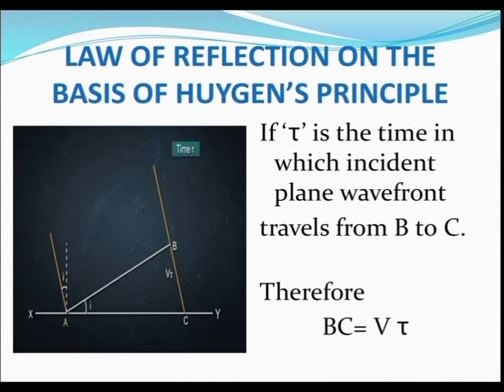If tau is the time in which the incident plane wavefront travels from B to C, then BC equals v tau. In the diagram, the incident plane wavefront AB is traveling from point B to C in time tau. Therefore, the distance BC equals speed multiplied by time, and we get v tau. So BC equals v tau.